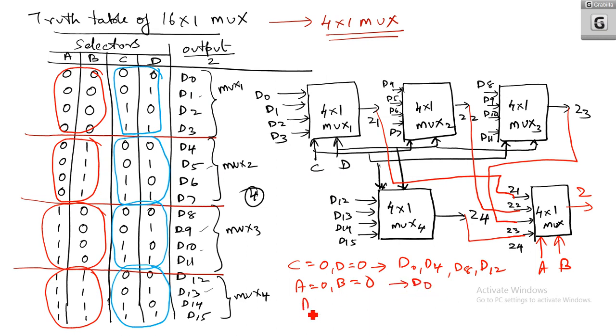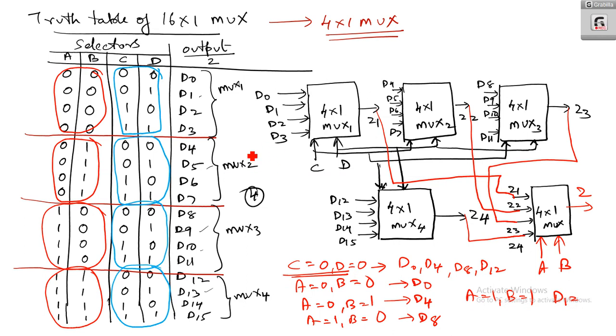Now, when A is equal to 0 and B is equal to 1, which one will be selected? D4 will be selected. Again, when A is equal to 1 and B is equal to 0, which will be selected? D8 will be selected. Again, when A is equal to 1 and B is equal to 1, which will be selected? D12 will be selected. Okay. Provided this is the condition, C is equal to 0 and D is equal to 0.